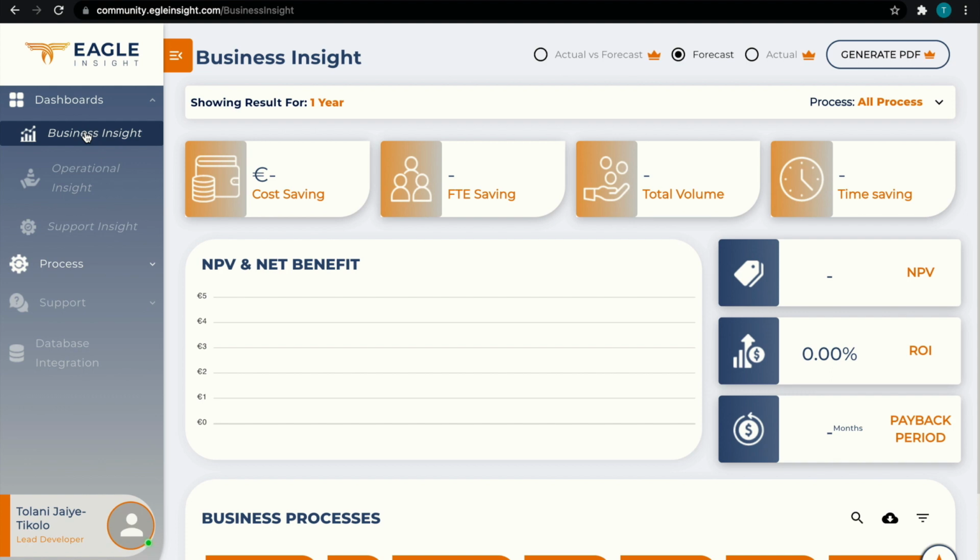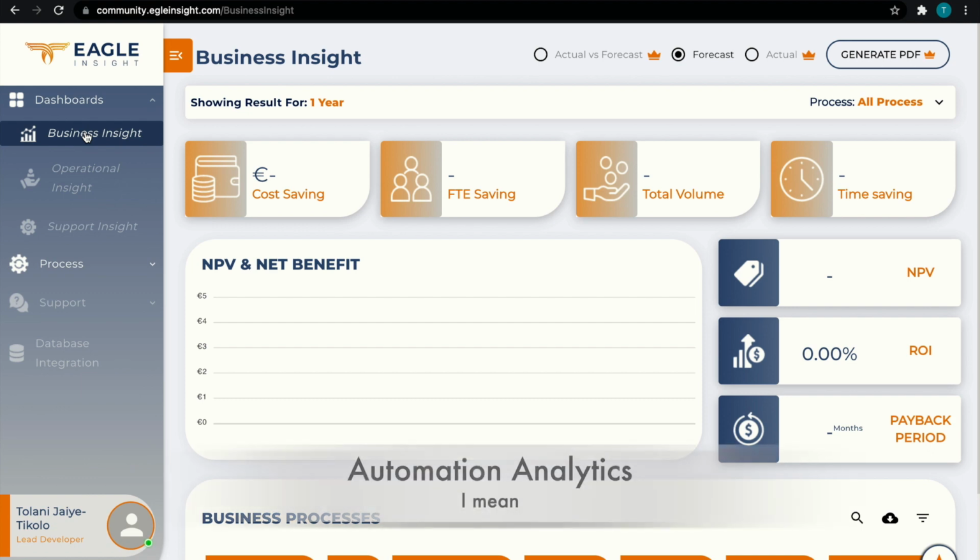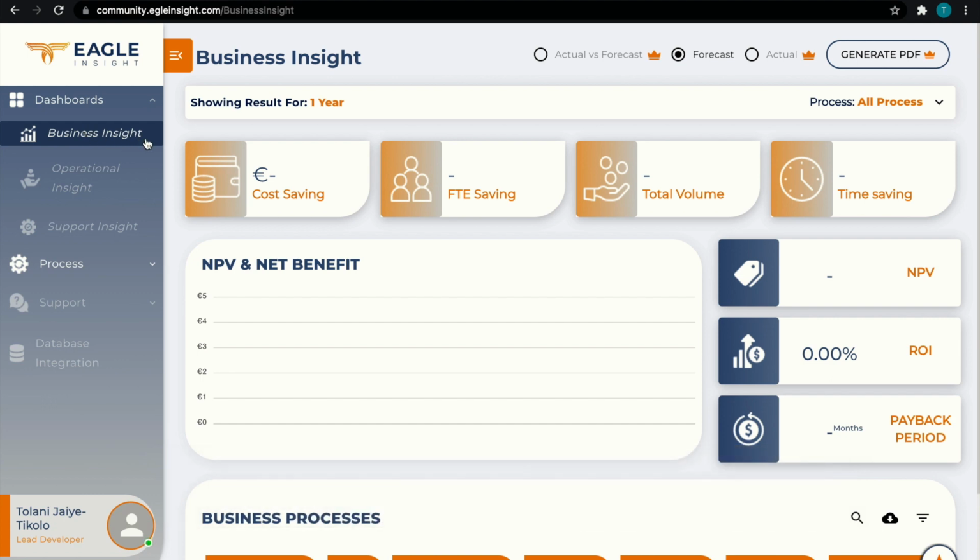The first thing you would see that's very prominent is the dashboards. The dashboard is a very important feature of the RP Analytics Eco Insight. It shows you a graphical image of your own processes. If we break this down into a few components, we can see what this really means. There are three types of dashboards you would get with Eco Insight: the business insight, the operational insight, and the support insight.